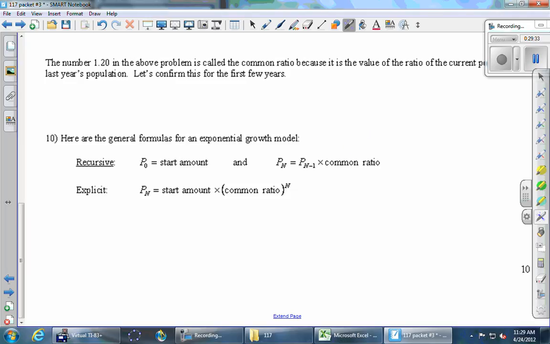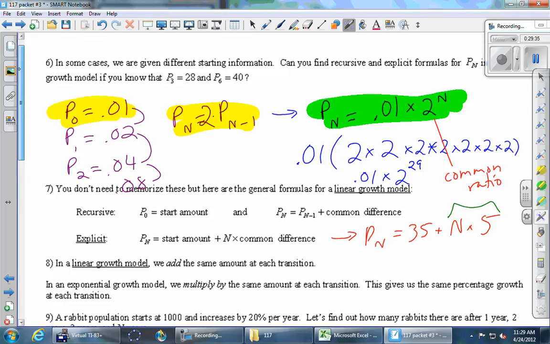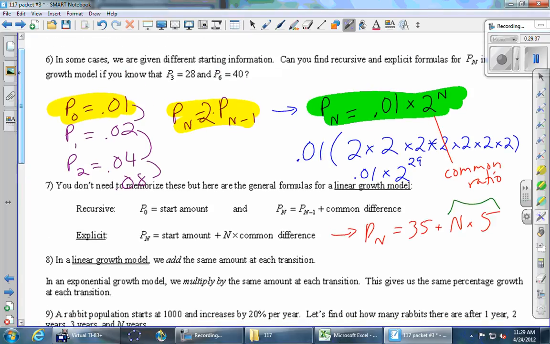Okay, same kind of thing for the bottom formula. Again, let's go back up to this example here. This is what we came up with. We said it was 0.01. How come? That's the starting amount, right? One penny on that first day. Times 2. Why is it 2? Because it doubled every year. That's the common ratio. However many days you get to double, that's how many 2's you need to multiply by. So that formula right there is written in general at the bottom.